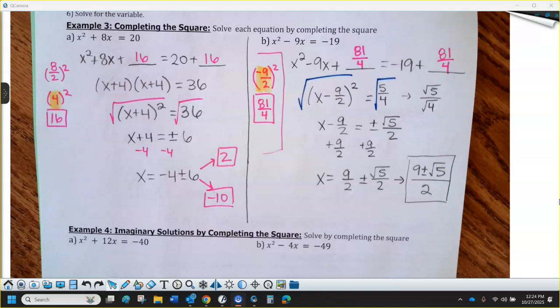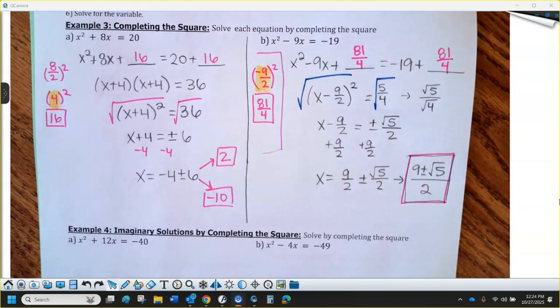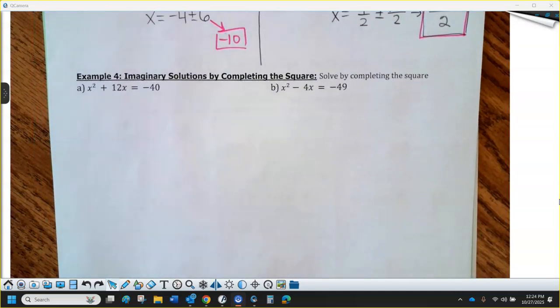Okay, now, obviously, these two answers were just nice numbers. This one is a radical answer, right? It's got a square root in it, but those are actually real numbers. The two at the bottom of the page we're going to do here real quick, same process, but these are going to have imaginary answers.